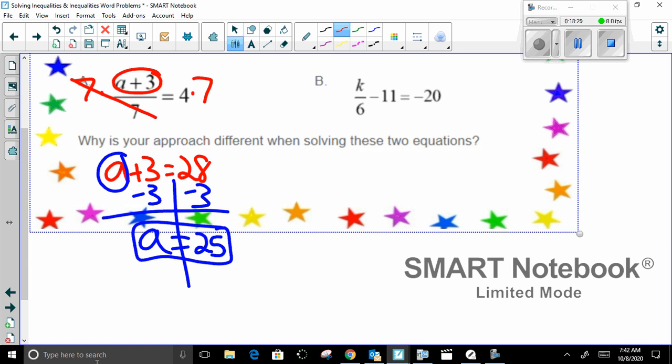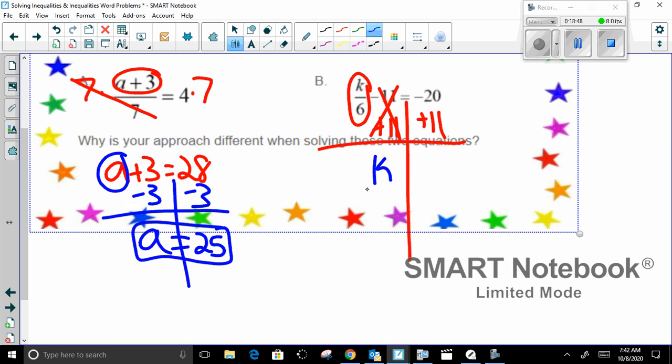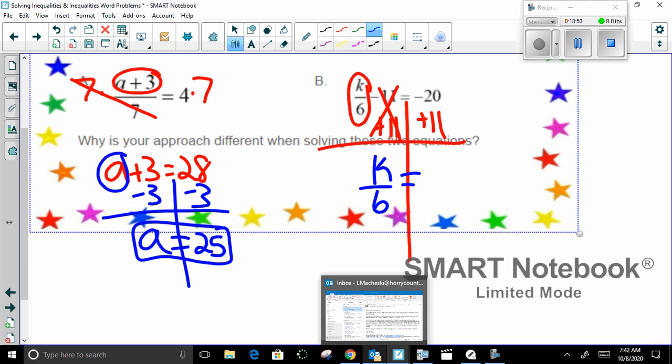Now keep in mind, on this next one, the whole thing is not a fraction. Only this part is a fraction with the variable. I cannot touch that till I get rid of everything else. How do I get rid of minus 11? Opposite of minus 11 is plus 11. So that cancels, and I get k divided by 6 equals negative 20 plus 11 is what?